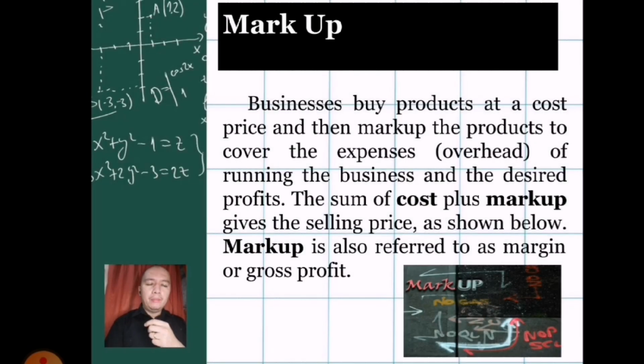Markup. Businesses buy products at the cost price and then mark up the products to cover the expenses or overhead of running the business and then the desired profits. The sum of cost plus markup gives the selling price. And the markup is also referred to as margin or gross profit.